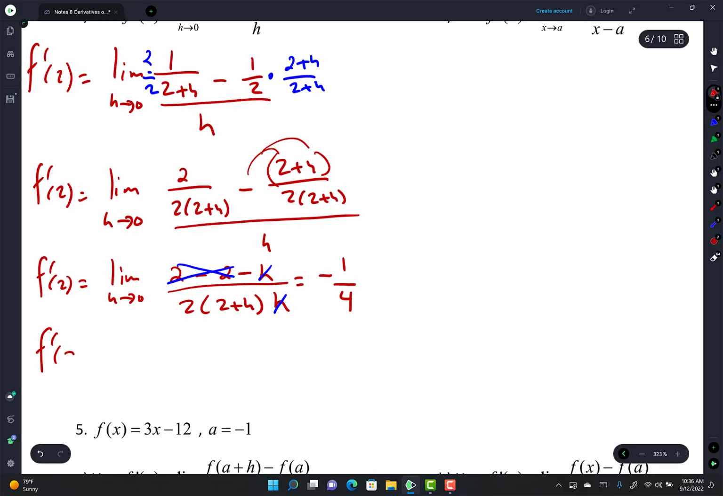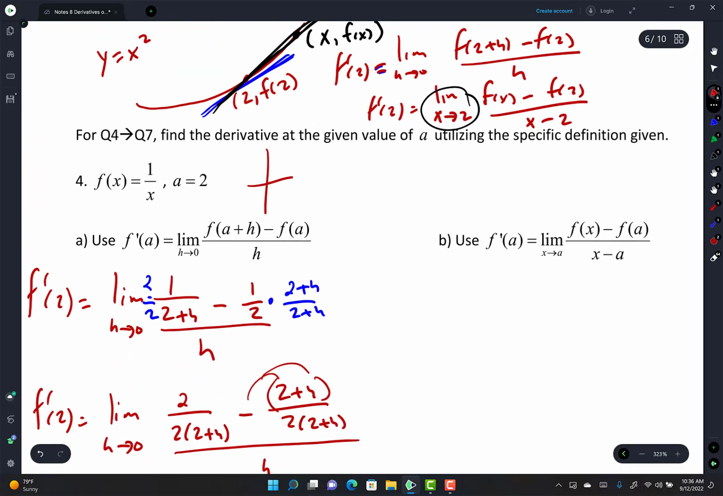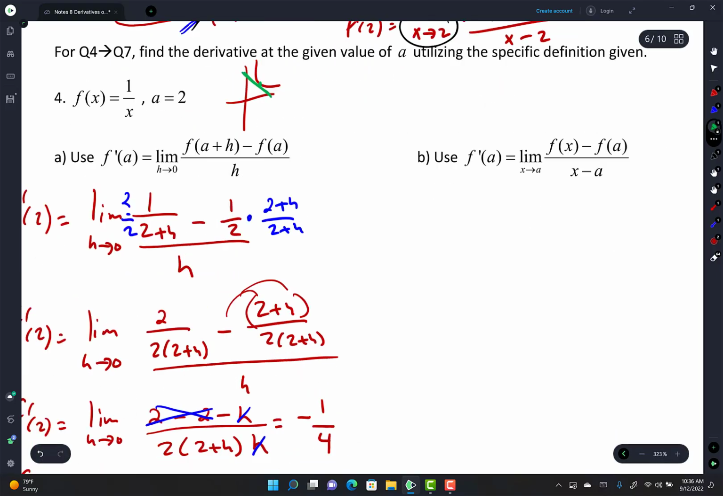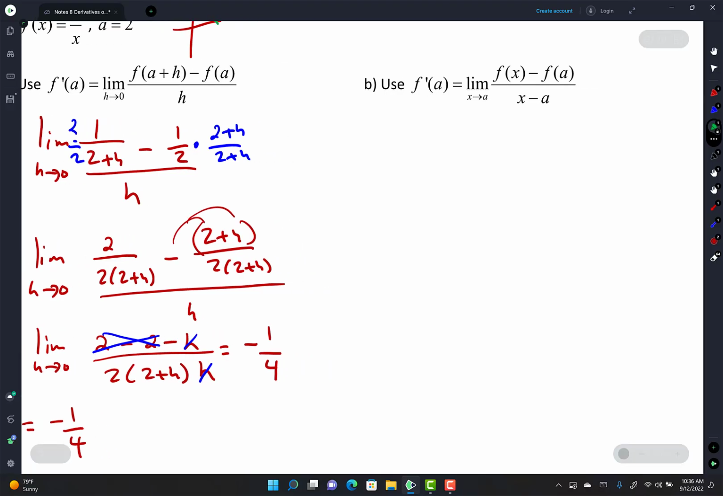F prime of 2, a is 2. Yeah, they're both right because a is 2. Does it make sense? 1 over x looks like this, and right at 2, it's going to be a negative slope. Cool? Will we get the same answer if we use the alternate definition? You should, unless there's an error.